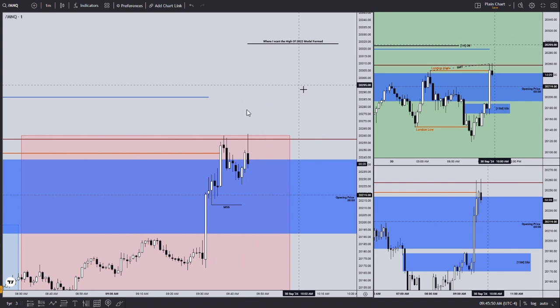So that's why I wanted the 2022 model to form in this specific time window, just because for me it becomes a little bit more high probability, and it's forming above the midnight opening price, as you can see right here.